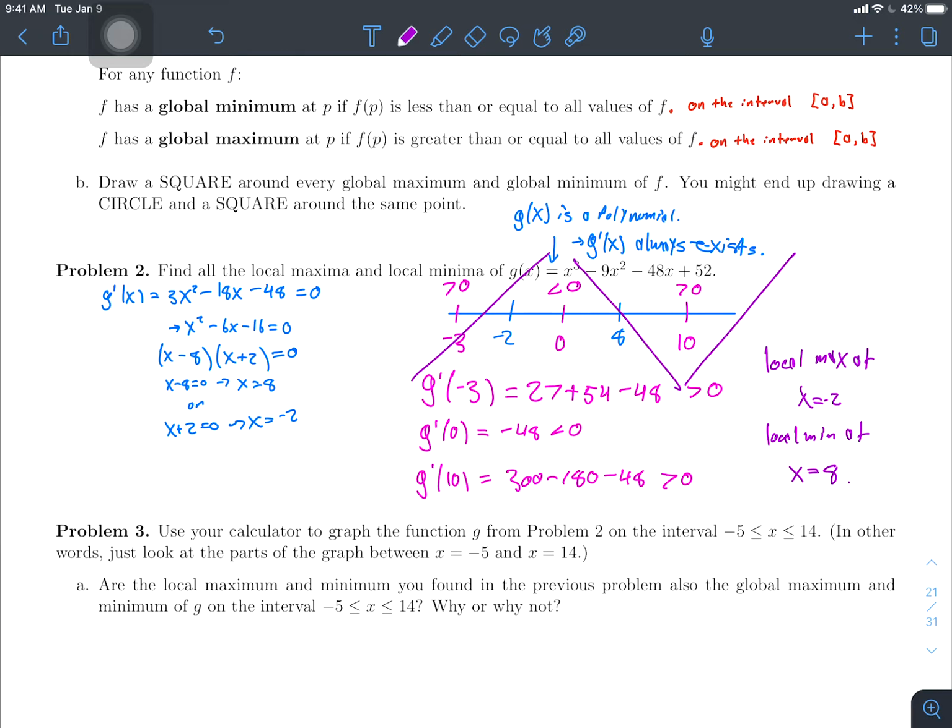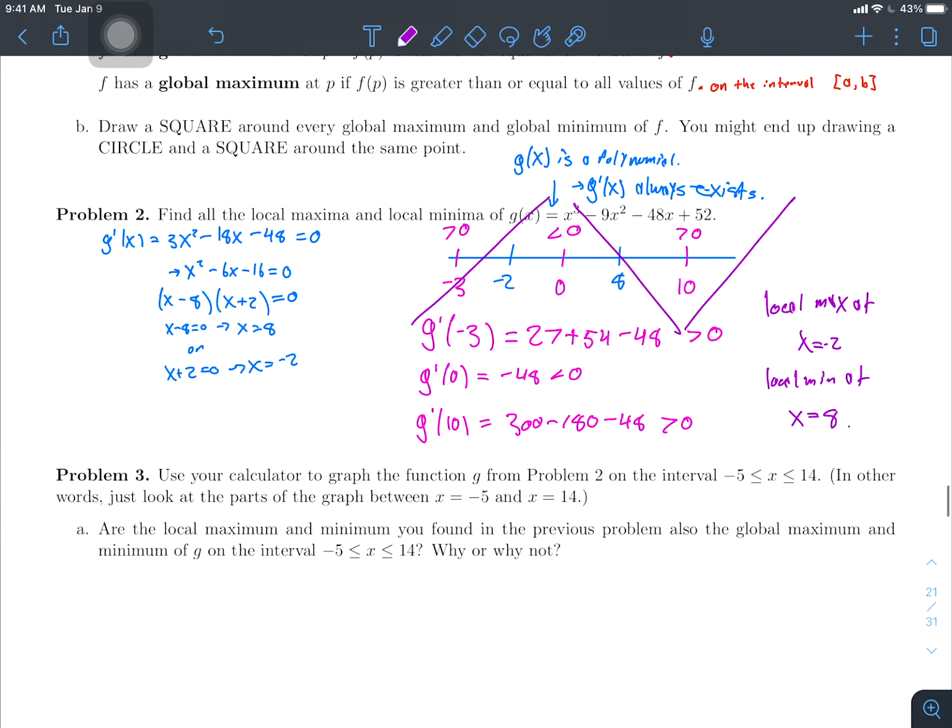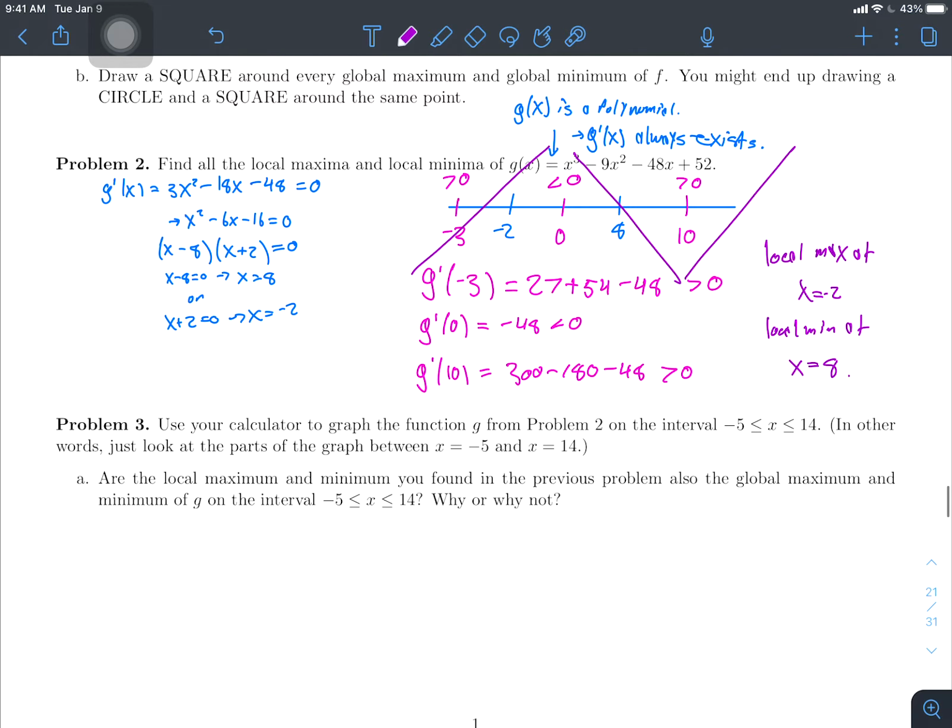Do we want to see how to do it with the second derivative test too? Yeah, okay, why don't we show how to do it with the second derivative test. So let's say you don't vibe with the number line and the plugging. So let's do something else. Let's use the second derivative test.